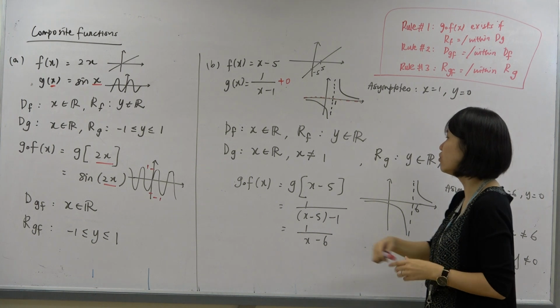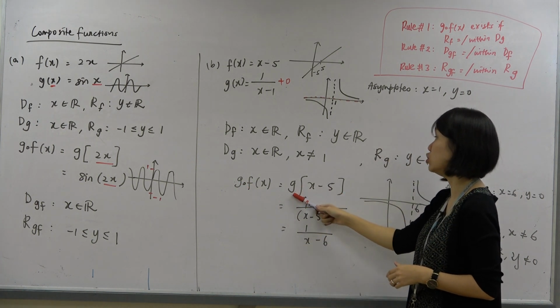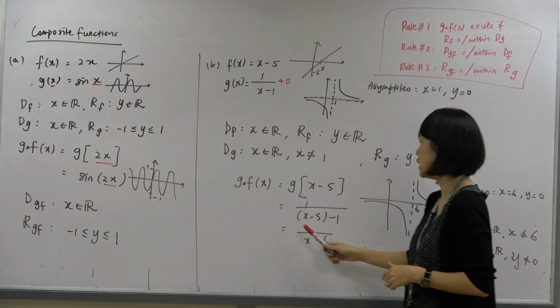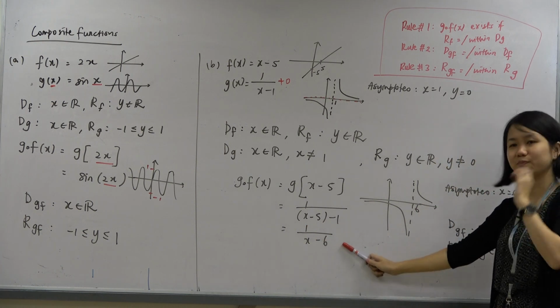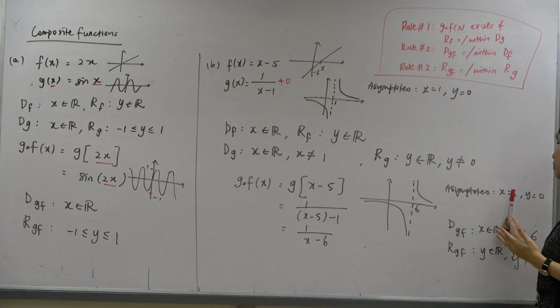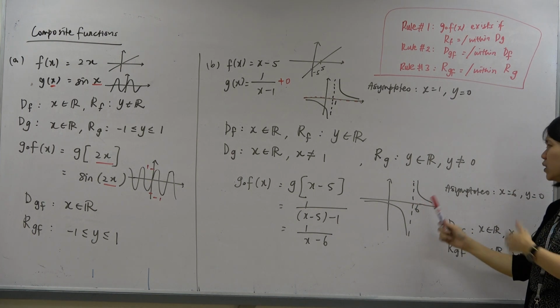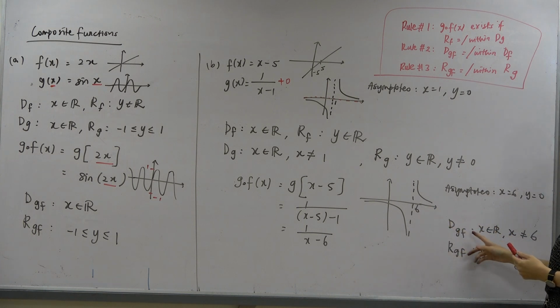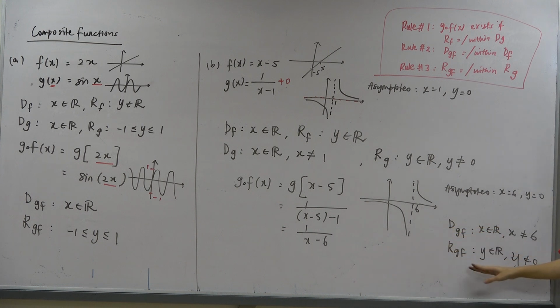Now let's look at what GF is. GF means I'm going to have F plugged into G. So x minus 5 is what I have to put into g(x), and hence it should be 1 over x minus 6. And I know how to draw this. The asymptotes would be x equals 6 and y equals 0, hence it should be a graph like this. By looking at this graph alone, what would the domain of GF be? It should be x is an element of real numbers but not 6. And for the range, it is y is an element of real numbers but not 0.